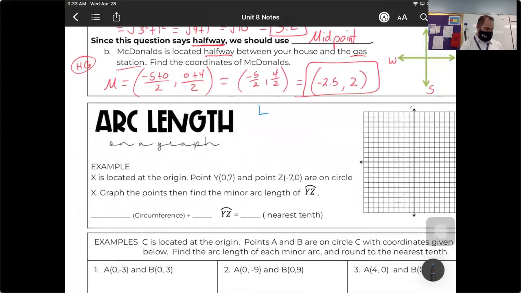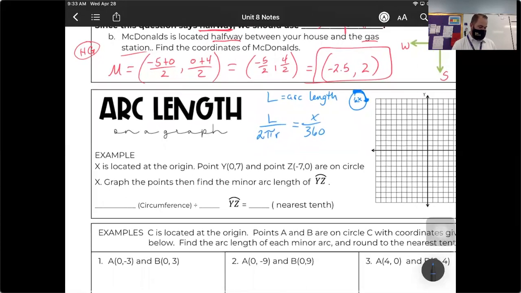Arc length was L. Remember, an arc is a portion of a circle, like that. The length of that is a portion of the circle's circumference. So we did L out of 2 pi r has to equal the central angle measure, x, out of 360. We're not going to do that today because we're going to use specific parts of the circle, and it's only going to be one of two possibilities. So let me go through this example first.